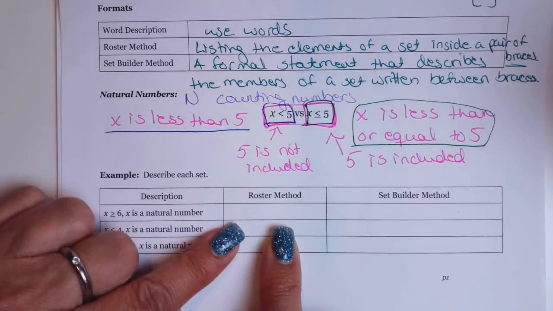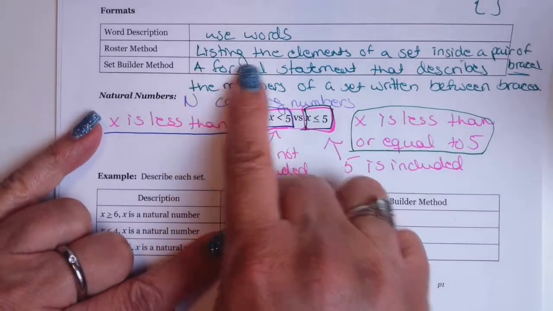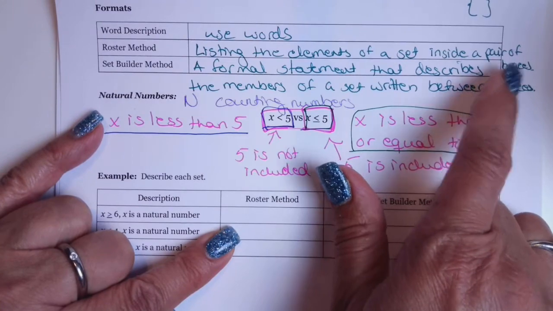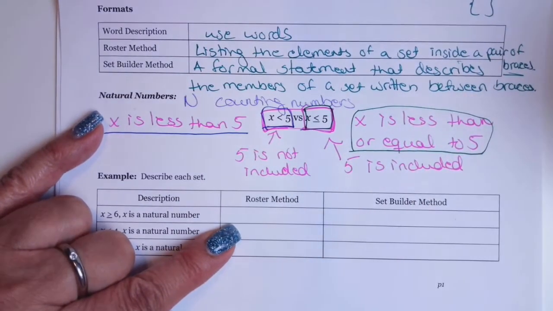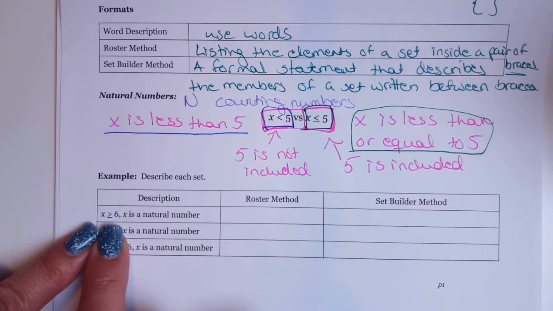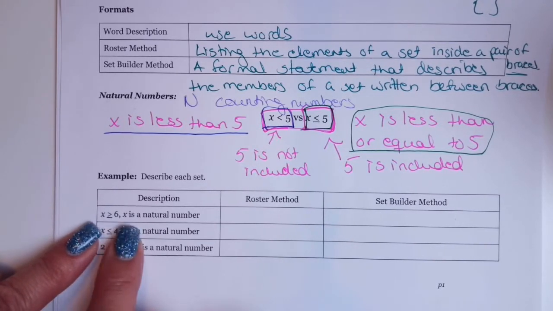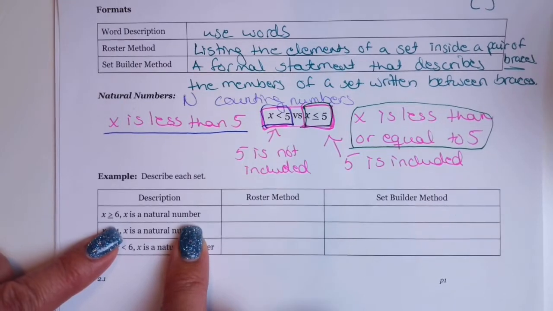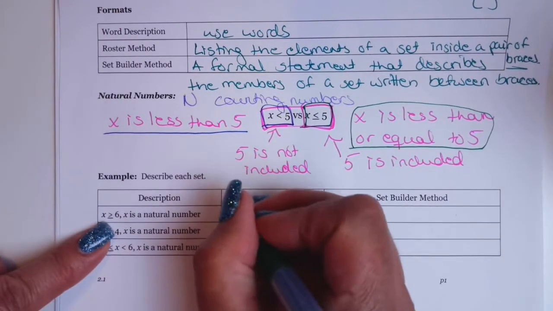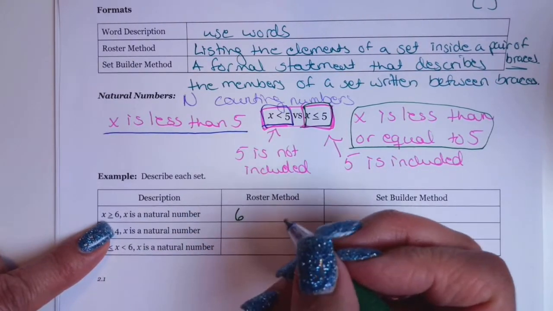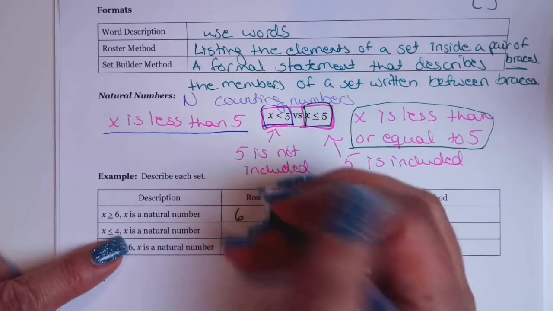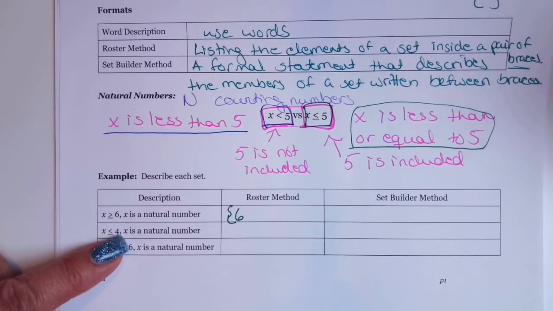So our roster method is listing the elements of a set inside a pair of braces. What we're going to do here is look at our description: x is greater than or equal to 6, x is a natural number. So we have that equal sign here, which means that we start with the 6. x is greater than or equal to 6, so 6 is the smallest. We do need to open our brace.